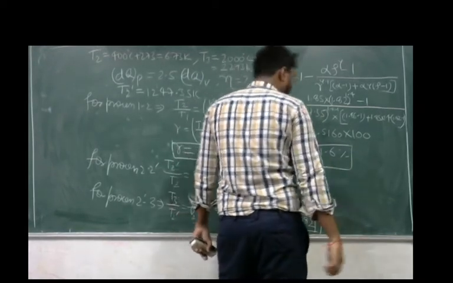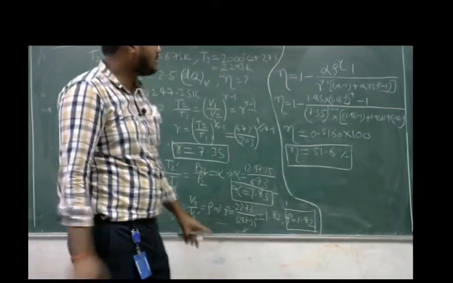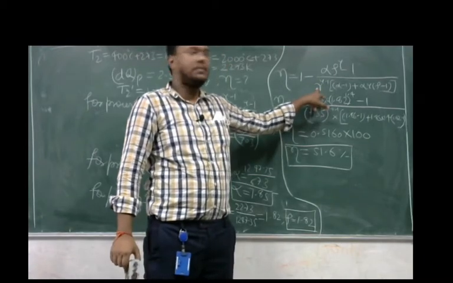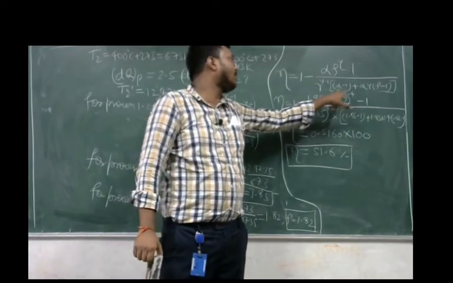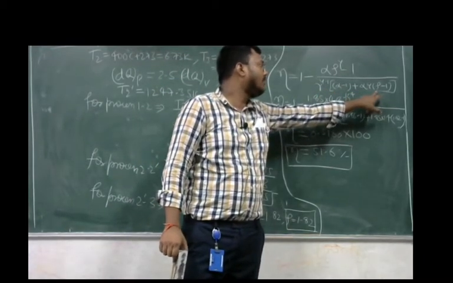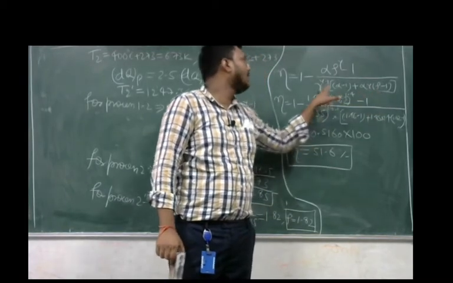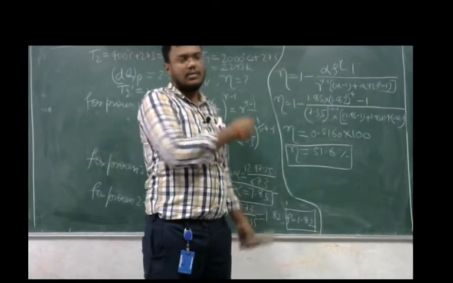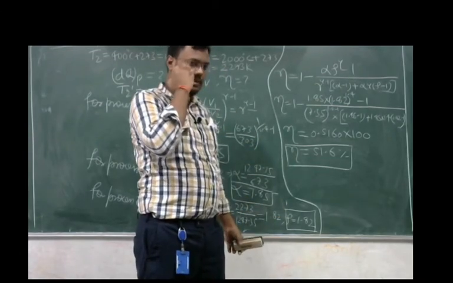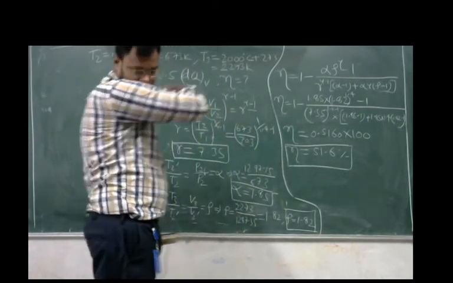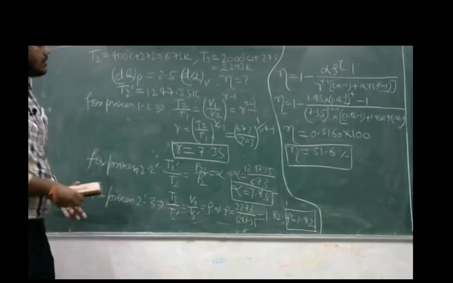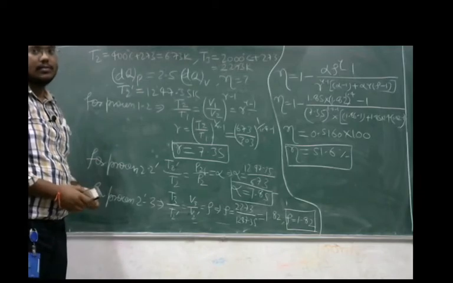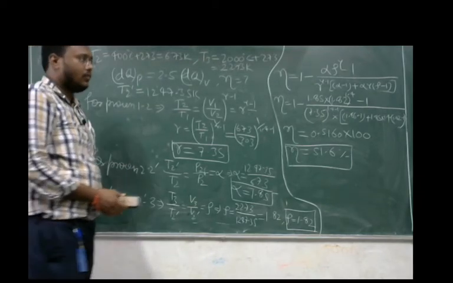So if the question comes on dual cycle, you just need three values: compression ratio r, explosion ratio alpha, and cutoff ratio rho. If you calculate these three values, then you can easily calculate the value of efficiency. This type of question can also come in the exam. So in this way you can calculate the value of efficiency if the question comes on dual cycle.